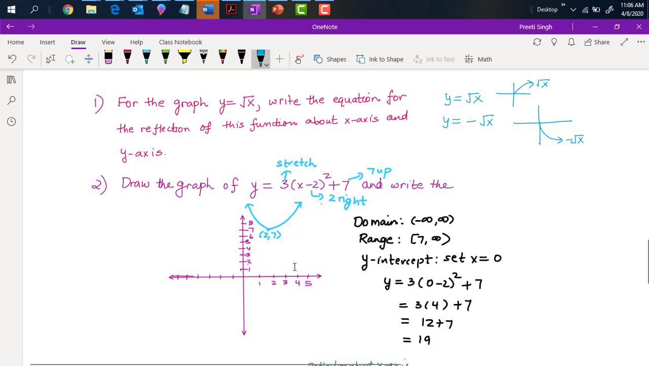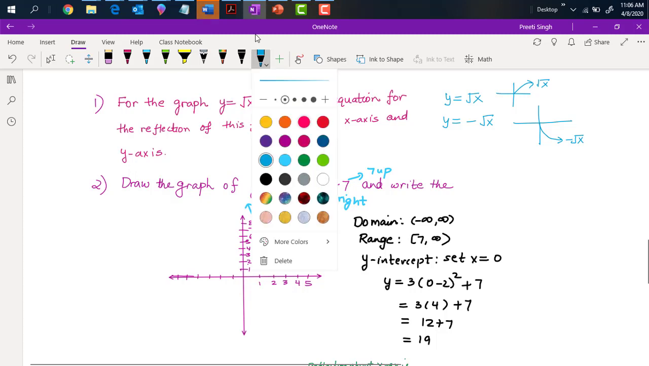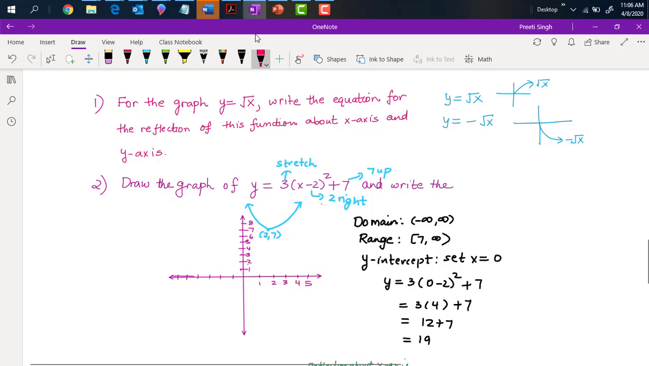Now, if I want to reflect this function about the y-axis, then my original graph is right here, that's my square root of x. If I want to reflect it about the y-axis, I need this. That's my reflection about the y-axis. Now, what will be the equation of the reflection about the y-axis? The equation will be square root of negative x, because you're inputting negative numbers, right? So this is my square root of negative x.